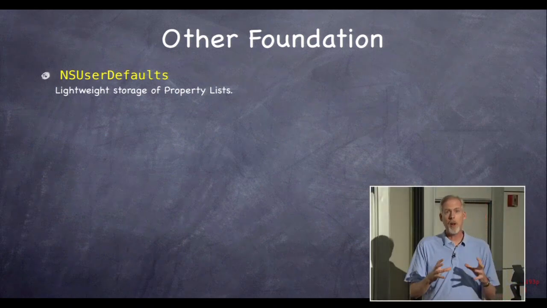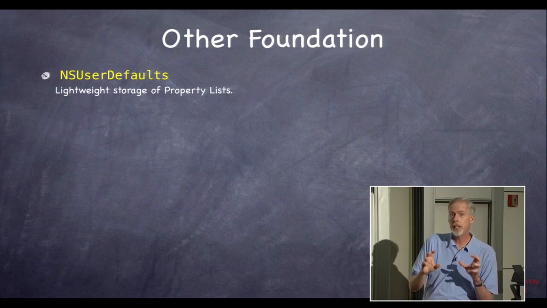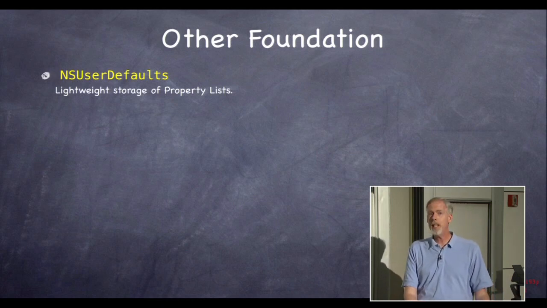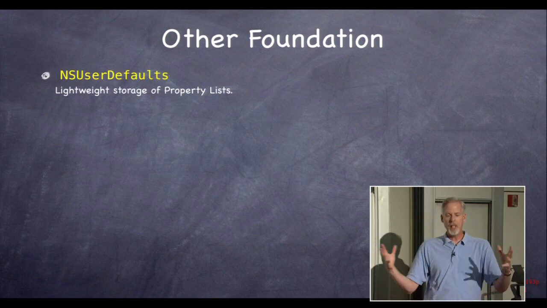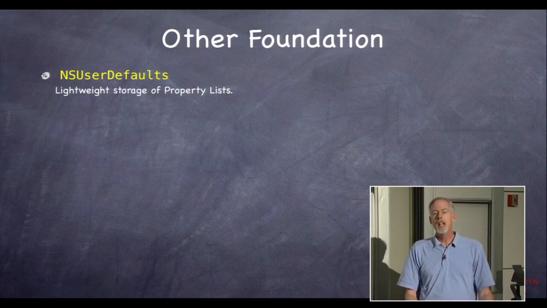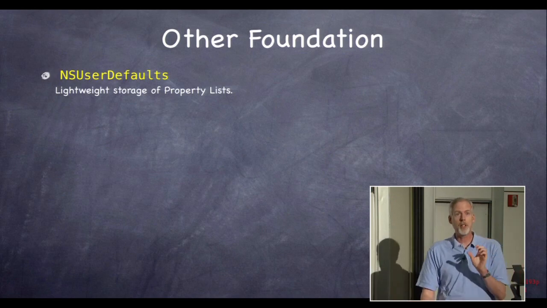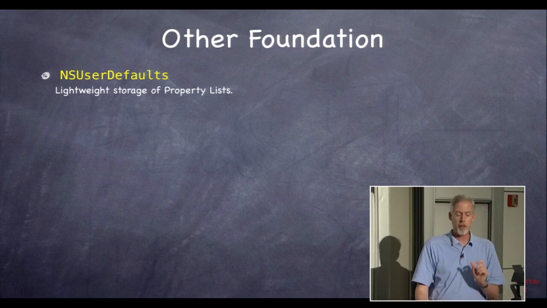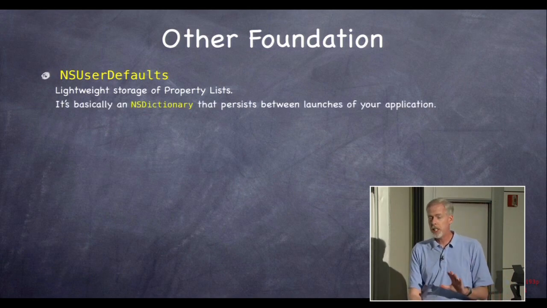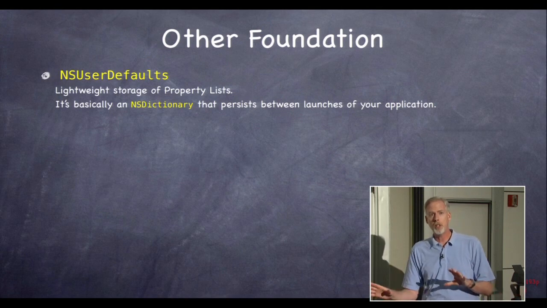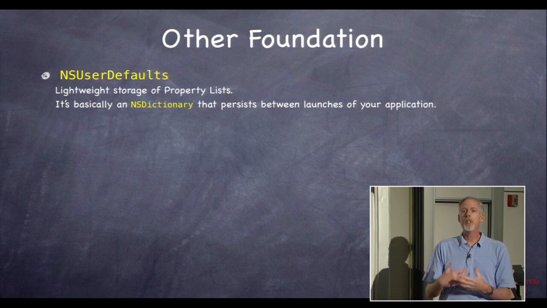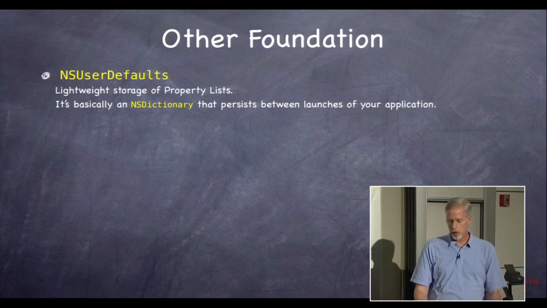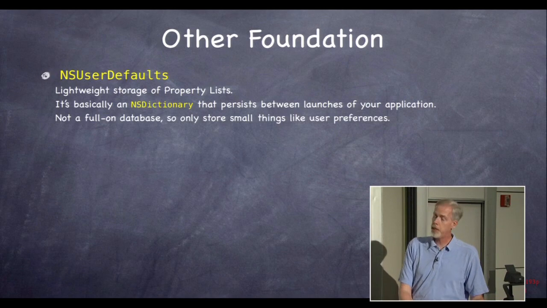NSUserDefaults is a lightweight database of property list items. And by lightweight, I mean small. Strings and dates, maybe an array or two, a dictionary that's small, not images and gigantic data structures, okay? This is for things like user preferences. That's why it's called user defaults. It's basically an NSDictionary that persists between launches. So even between the phone crashing or whatever, when your application launches, it will get its user defaults back to the way they were when you last synchronized it, which I'll show you in a second.